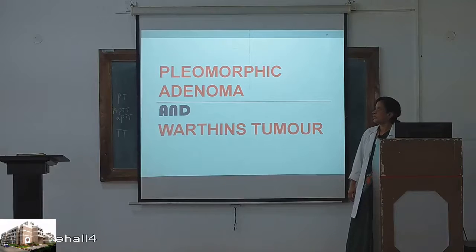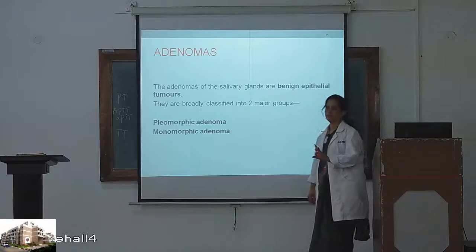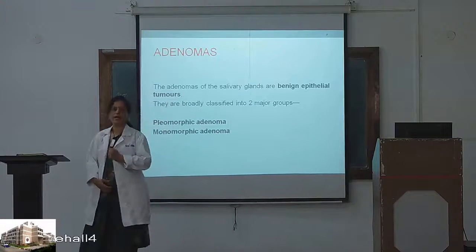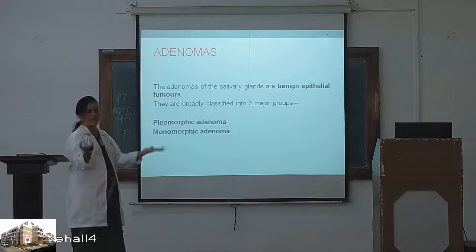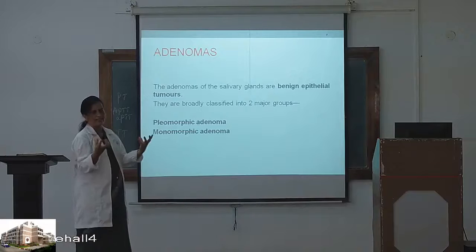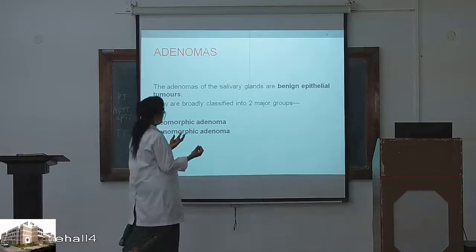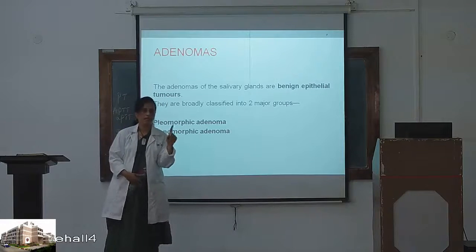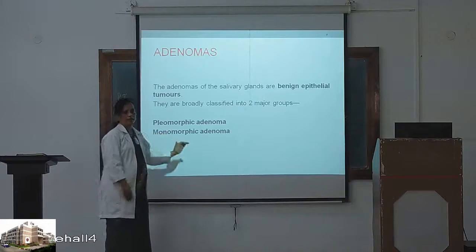Yes. So let us learn about pleomorphic adenoma and Warthin's tumor. So what is an adenoma? This is a repetition. Adenomas are benign tumors that arise from glandular epithelium, in the salivary gland. It has a lot of acini, that is the glandular component. A benign tumor that arises from these glands is called an adenoma. So what did we classify adenomas as? Pleomorphic adenoma and monomorphic adenoma.